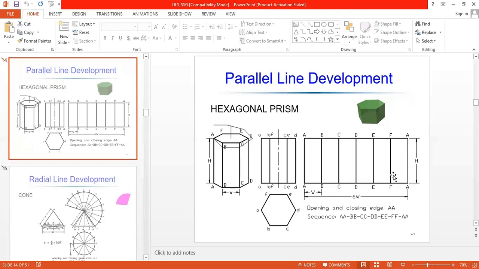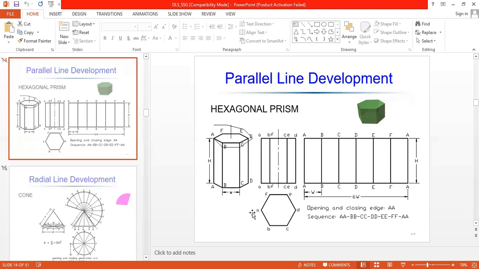Then the height will be the same. Then draw this line and then draw vertical lines equal to the base edge of this hexagonal prism. So divide this rectangle or line into 6 equal parts because this is a hexagon. If this is a pentagon, then the total distance is divided by 5. If this is a square, then the total distance is divided by 4. In this way, we can do the development of this hexagonal prism.